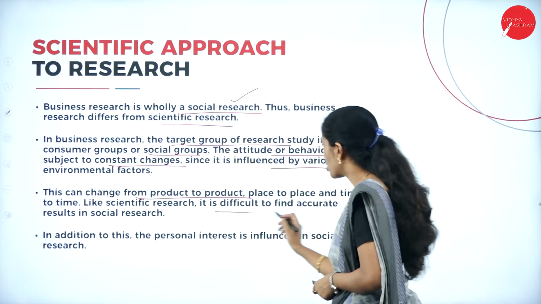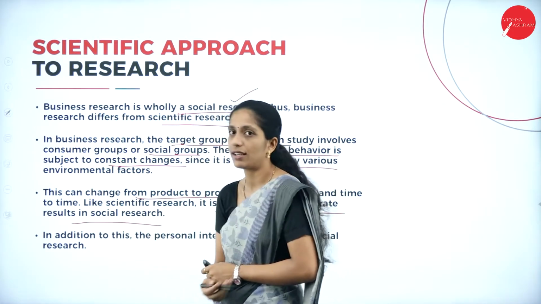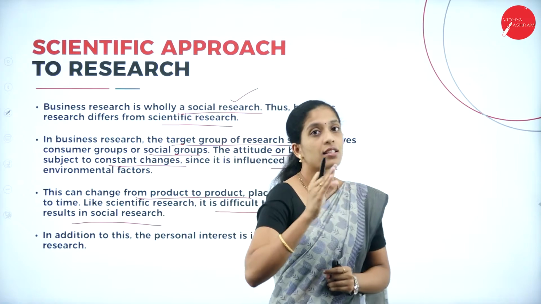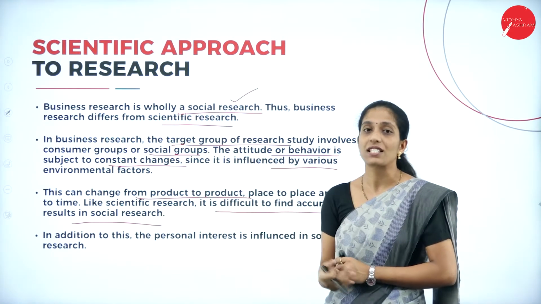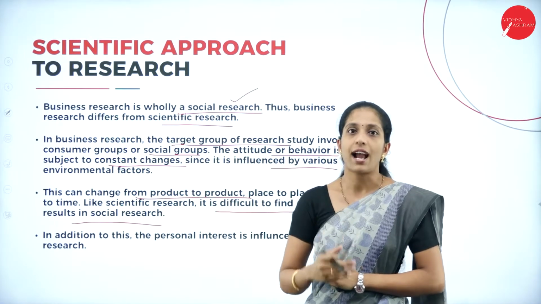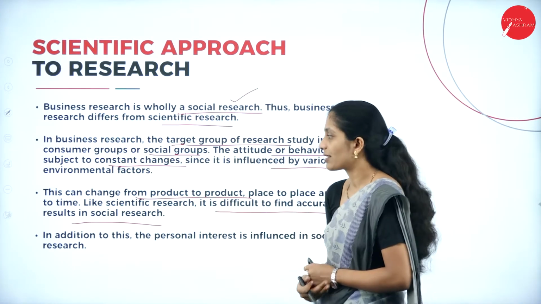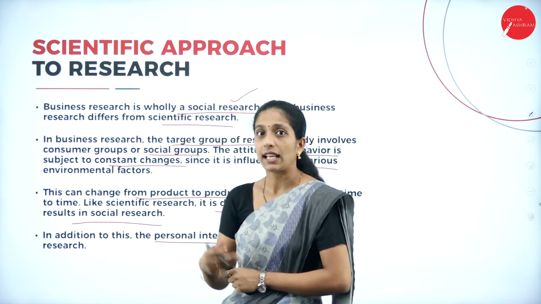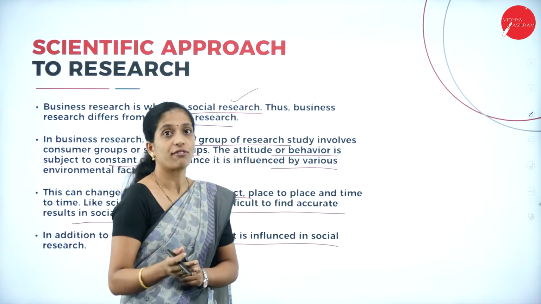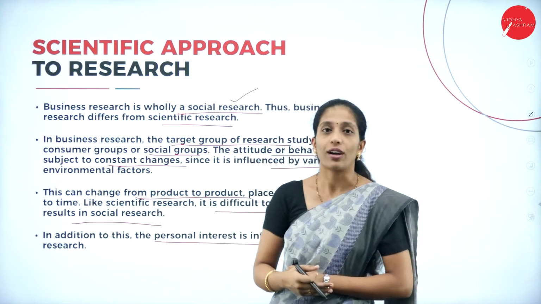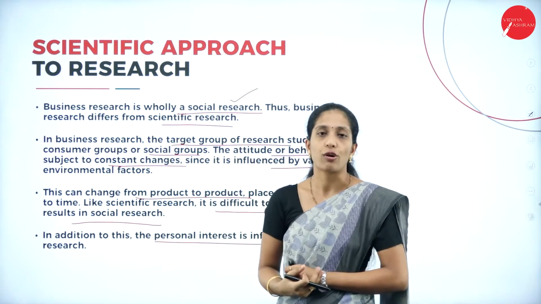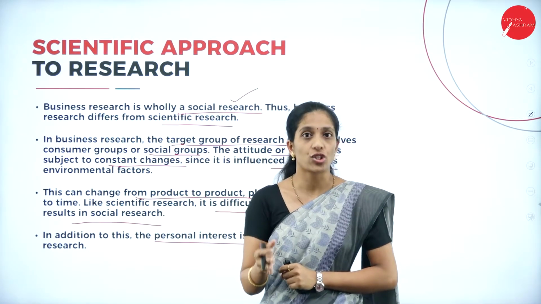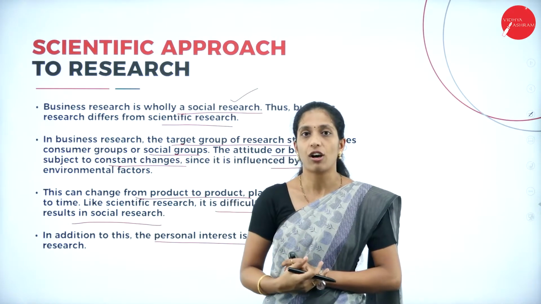Unlike scientific research, it is difficult to find accurate results in social research. What you have to understand here is that under scientific research, we can get accurate as well as reliable results, whereas in business research, it is very difficult to get the exact result because of the behavior of the consumers. In addition to this, personal interest is influenced in social research. Whereas in scientific research, personal interest is not influenced, in social research or business research, the individual's decision is also important. So if we take individual decisions, here also it keeps on changing. The decision of one person is not the same as that of another person.